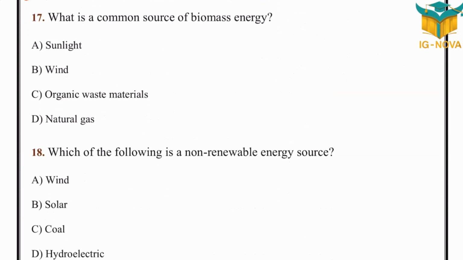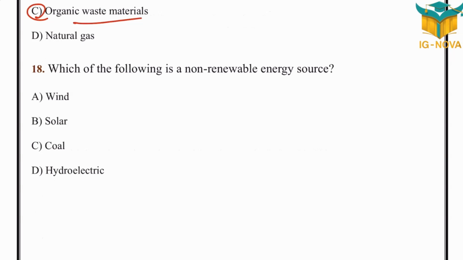Question 17. What is the common source of biomass energy? Biomass is the amount of all living organisms we can take energy from. So is it sunlight, wind, or organic waste material? Must be organic waste material. Question 18. Which of the following is a non-renewable energy source? Wind and solar are renewable, so it must be coal.